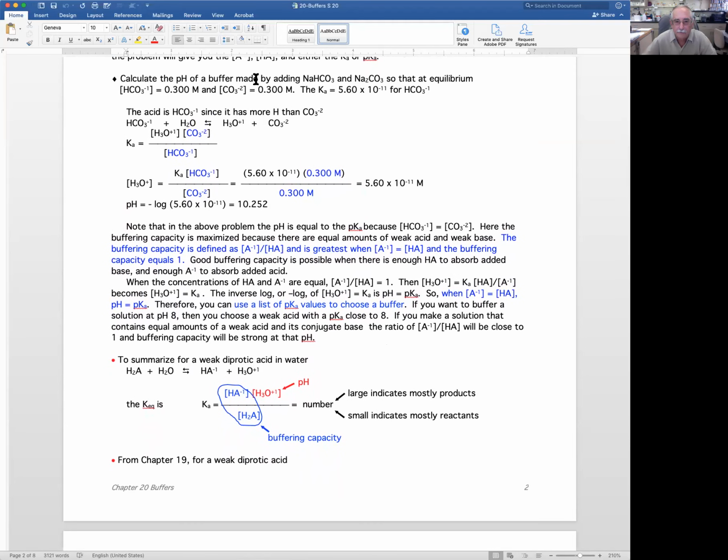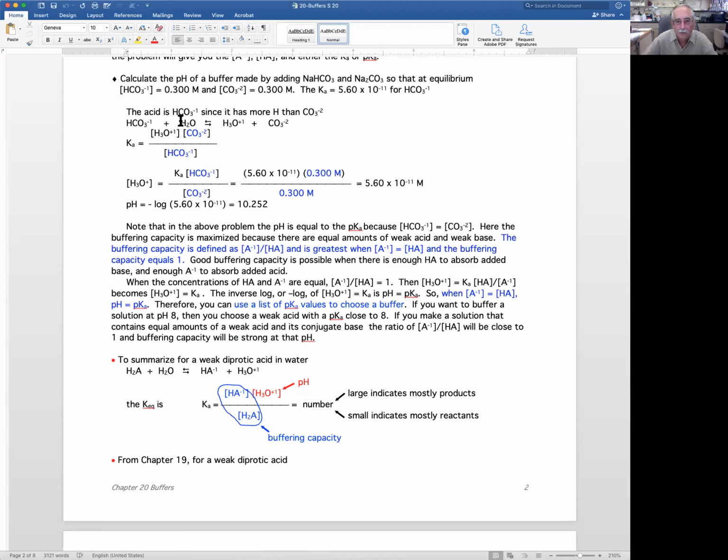Calculate the pH of a buffer made by adding sodium bicarbonate and sodium carbonate so that at equilibrium, these are the concentrations of each of the acid and the base, and here's the Ka. So to base everything on the acid, which one is the acid? This has no acidic hydrogens, this has 1, so this is the acid.